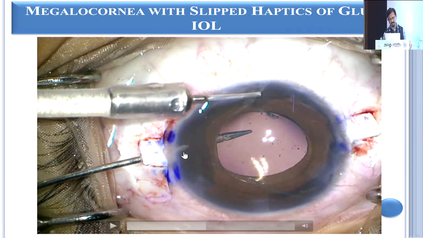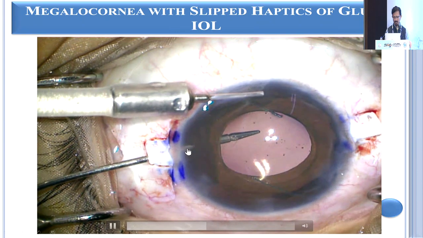I have created a small peripheral iridectomy, a small peripheral iris hole, so that I will pull the haptic through that hole, and that will make a shorter route, and that's why there will be a greater size of haptic that can be tucked, plus it will be supported also by the iris. So this is what is being done here.